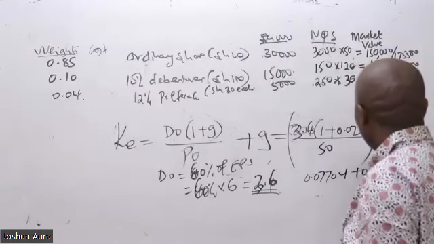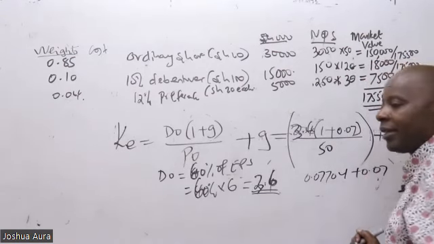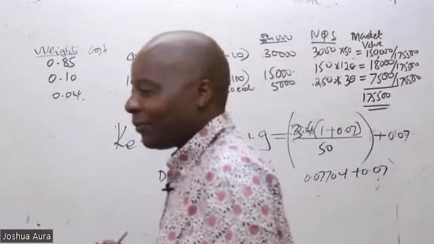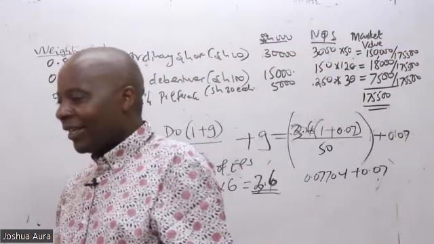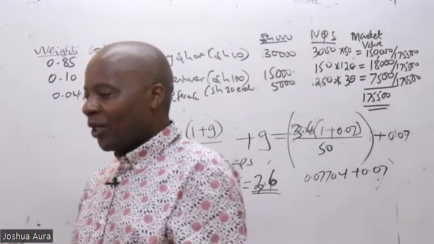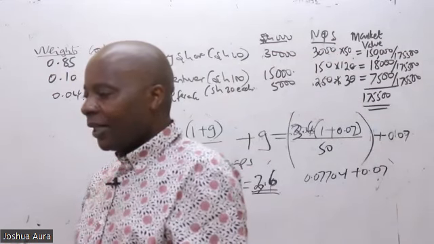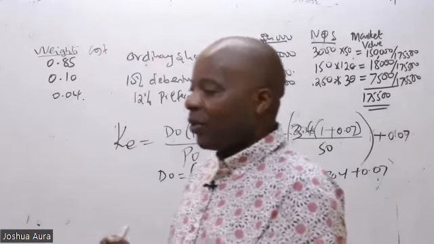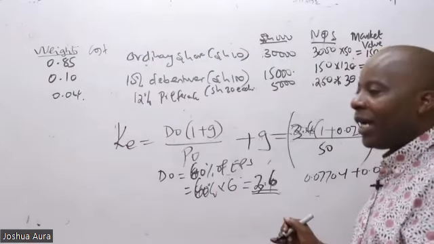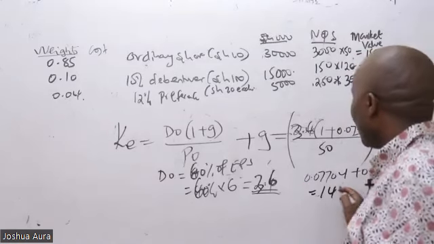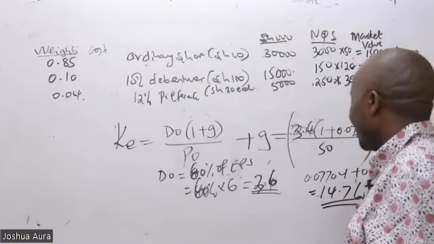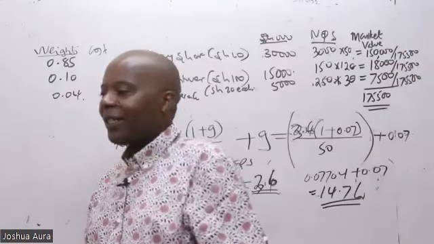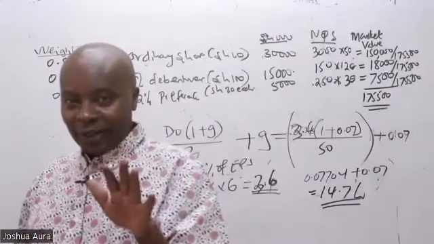Plus this 0.07. Now add the two. Adding those two, according to the calculator, comes to about 14.7. Whatever you get, you multiply by 100, and it comes to 14.7%. So are we together there?